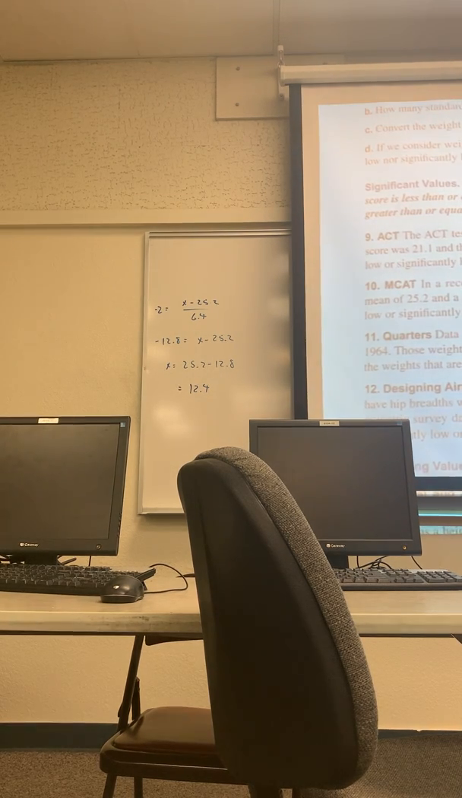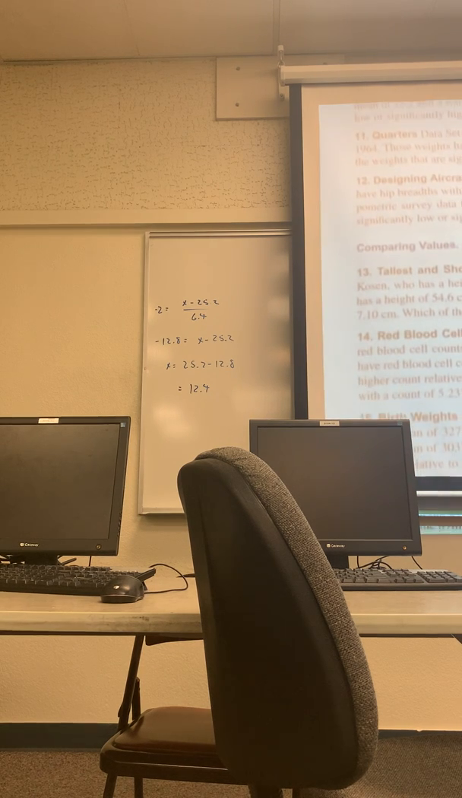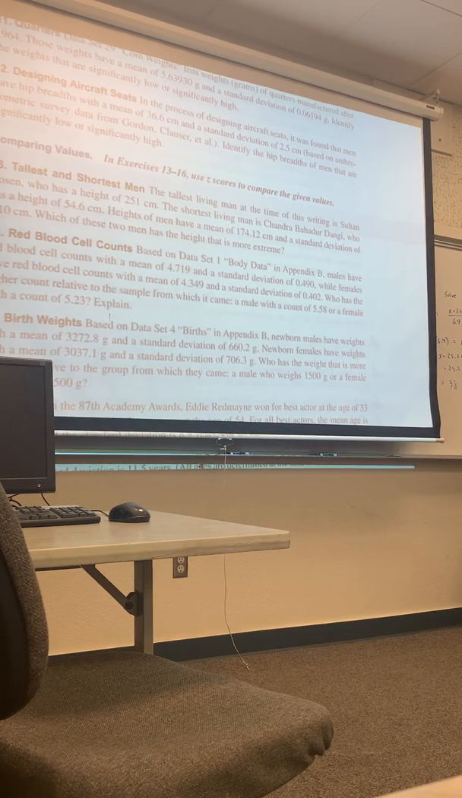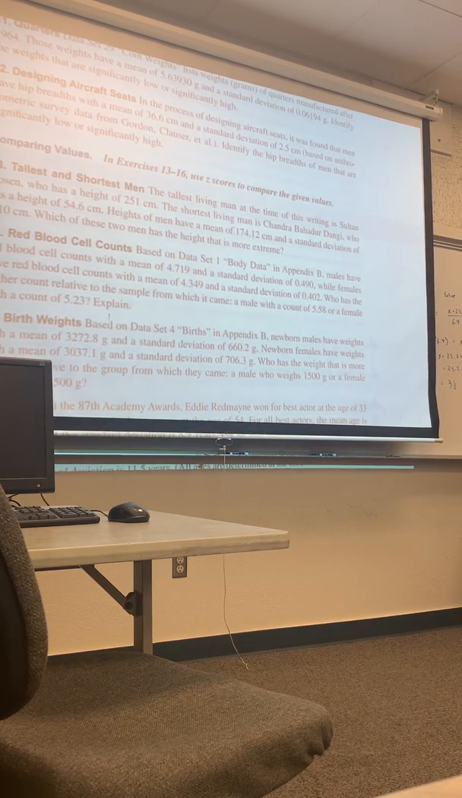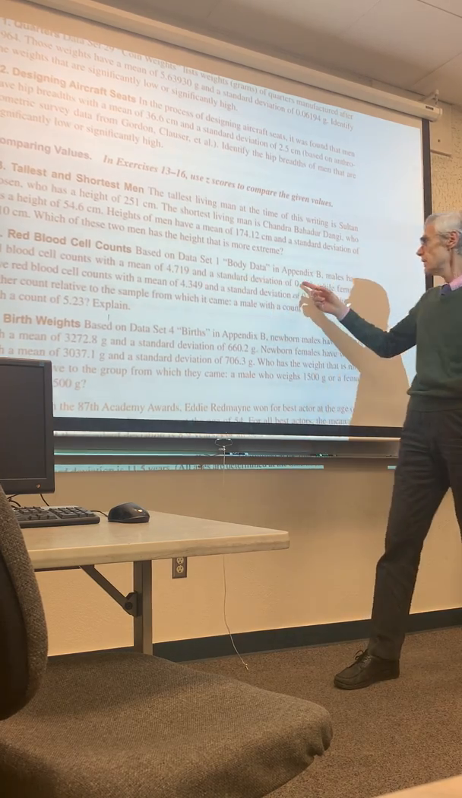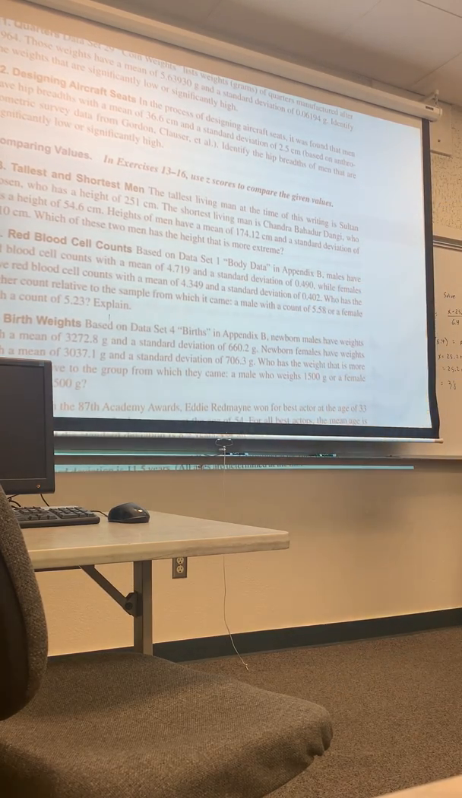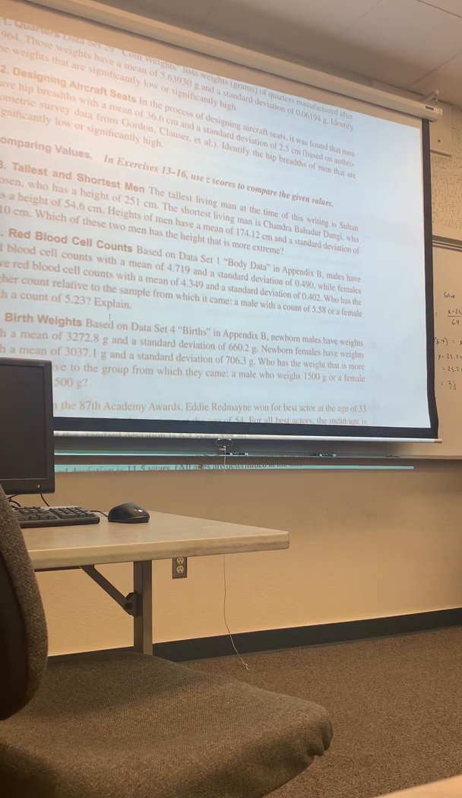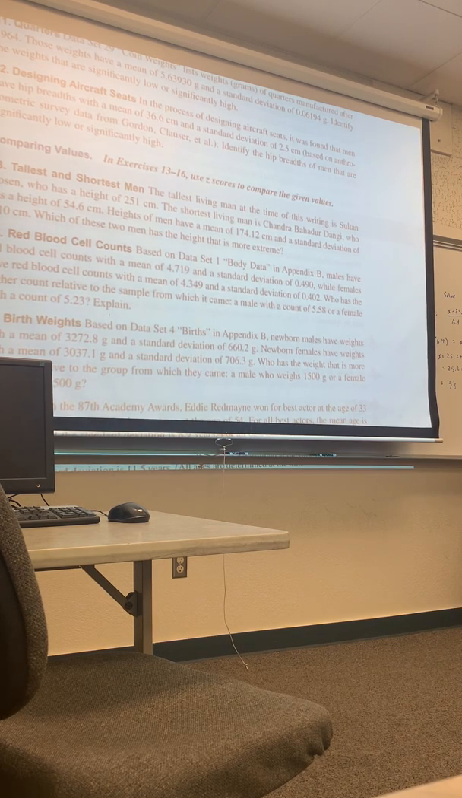If you look at number 14, it's kind of the same idea. Use z-scores to compare the given values. You can use z-scores to compare which value, even in different data sets, is more extreme. Here you have 2 populations, males and females. Who has the higher count relative to the sample from which it came: a male with a count of 5.58 or a female with a count of 5.23?